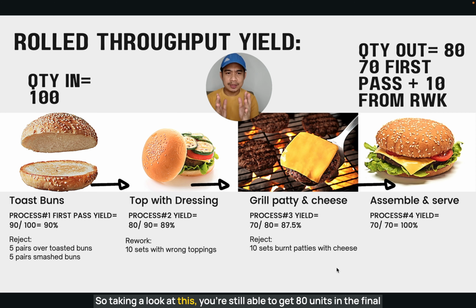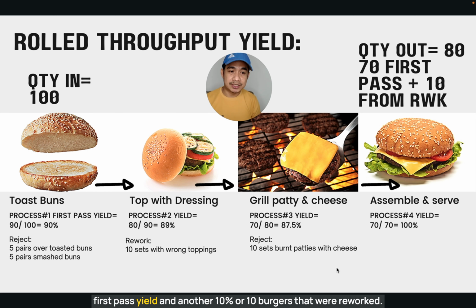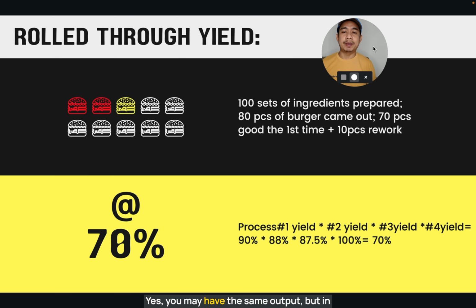So taking a look at this, you're still able to get 80 units in the final process, but that is composed of 70% which was coming from first pass yield and another 10% or 10 burgers that were reworked. Yes, you may have the same output, but in reality, there were additional processes, there were additional costs, there were additional manpower that has to be factored in.